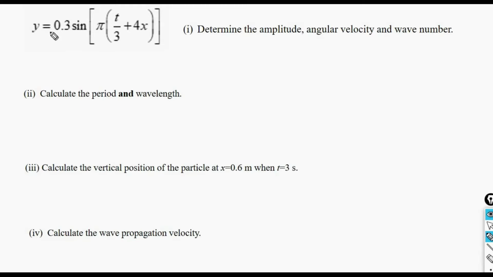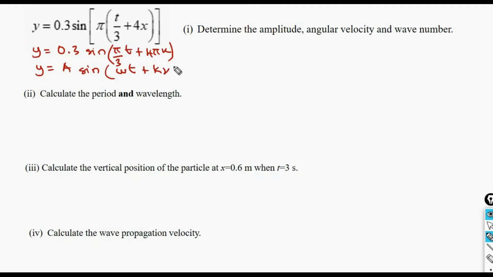Okay, from the given equation, y equals 0.3 sine pi (t over 3 plus 4x). Alright, so we write again: y equals 0.3 sine, t over 3 times pi, so pi over 3 t plus 4 times pi x, and then you put the bracket here. Okay, and then we compare with the general equation of a progressive wave, y equals A sine(omega t plus kx).